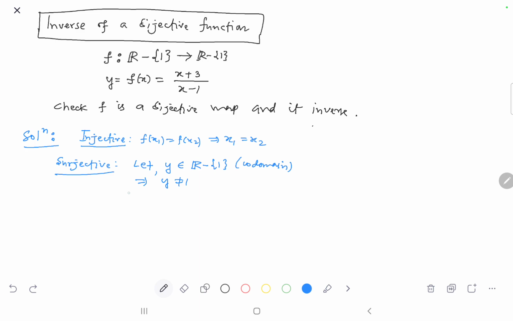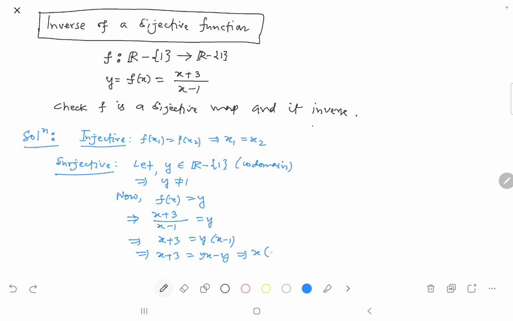Now we will find x such that f(x) equals y. We start with the equation f(x) equal to y and try to find x. So (x plus 3) divided by (x minus 1) equals y. Then x plus 3 equals y times (x minus 1), so x plus 3 equals yx minus y.